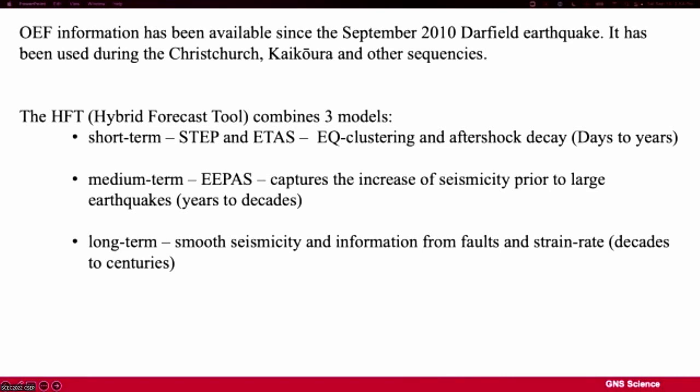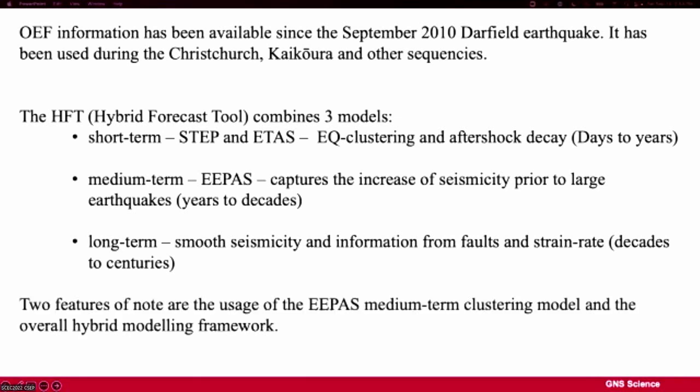For the medium term, we use the EEPAS model, which is currently for New Zealand, but we are looking to extend it to other parts of the world. For our long-term model, we use the National Seismic Hazard Model as a background. We also use smoothed seismicity, but we mix them to give one output. Then we use the hybrid framework to mix these three together to create the full forecast.